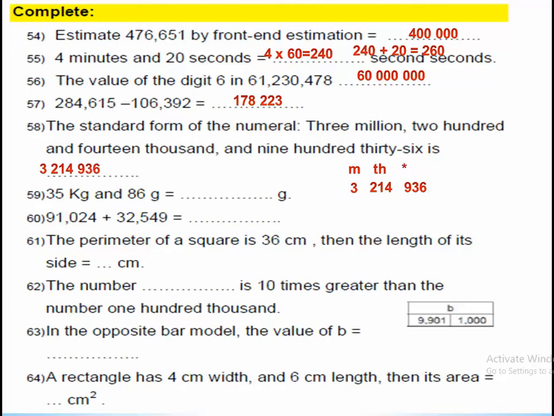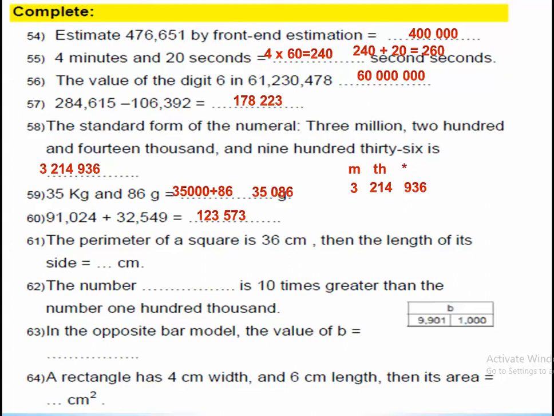Okay, 35 kilogram, it will be 35,000 plus 86, it will be 35,086. 91,024 plus 32,549, it will be 123,573.